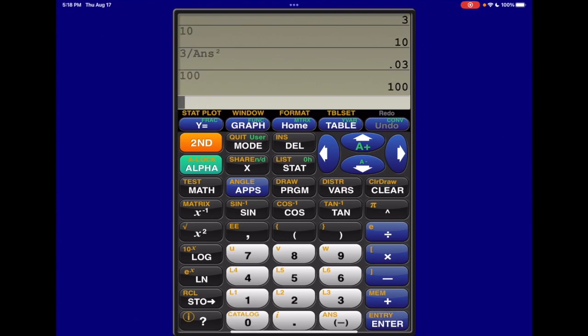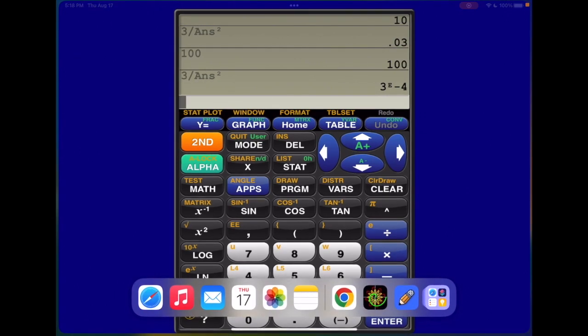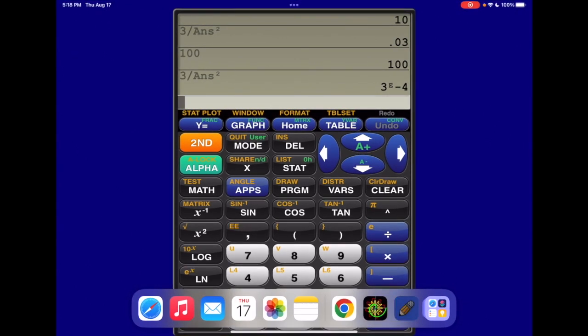What happens if I put in 100? So second enter, get that 100. 3e negative 4. That's scientific notation, and it means 3 times 10 to the negative 4, or move the decimal left 4 places. Let's go ahead and write these down, and I'll decode that one for you.